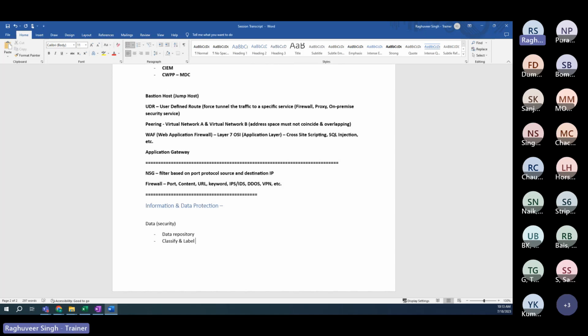So classify and label the data so that you will know, okay, this data is mission critical to my business. This data is public data. I can afford to lose this data. This data is internal data. This data is personal. This data is private. So there are labels that you can apply to the data. Once you apply those labels, then you will need to protect the data. So let's say you will apply labels on the data.